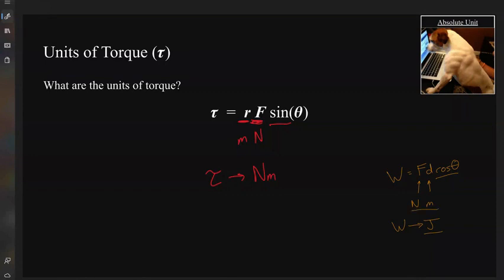It's a weird kind of thing. Work and energy we put in joules. Torques we put in newton meters. It's one of those weird, colloquial things that physicists do that we're just used to. There's not a great explanation necessarily, other than that's just how people do it. So that's the way that people see it and expect it. So torque is in units of newton meters.